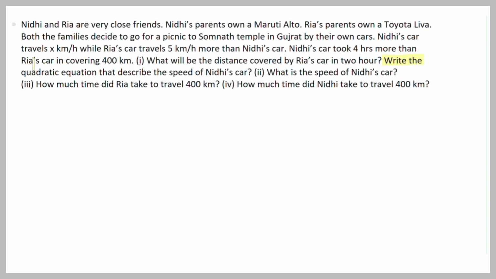Now, in order to write the quadratic equation that describes Nidhi's car, I suggest that I should obtain the value of x. Once we have obtained x, we'll be in a position to answer all the different parts. So let's begin with the first case, that is Nidhi's case. Nidhi is traveling at a speed of x kilometer per hour, and is traveling a distance of 400 kilometer. So we can obtain the time taken. If I take time as t1, time is distance upon speed. Distance is 400, and the speed is x.